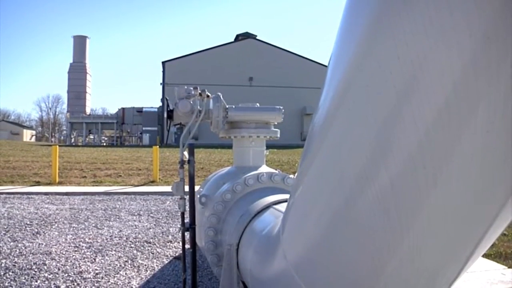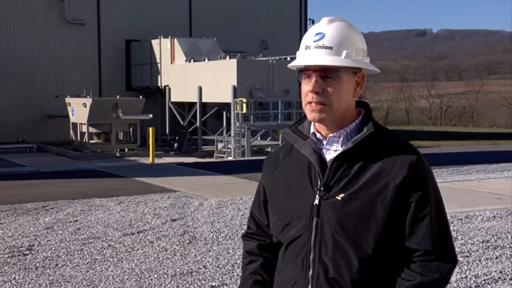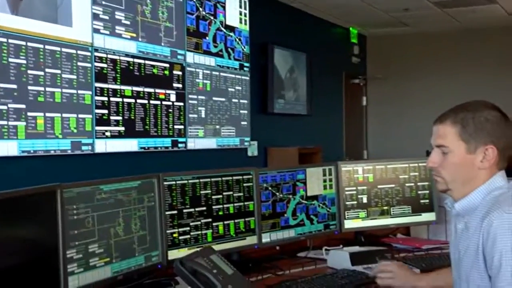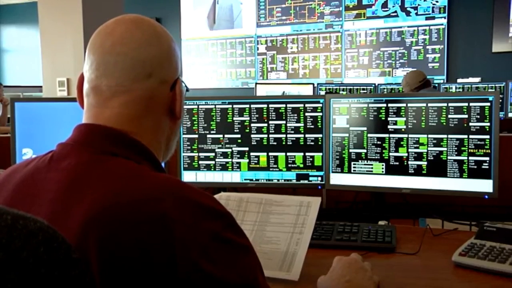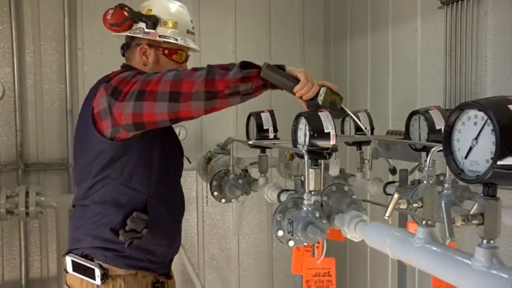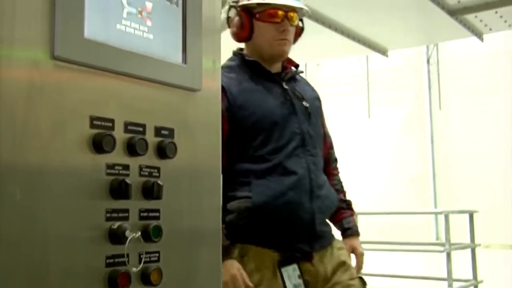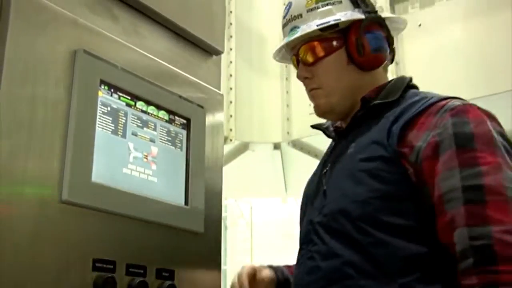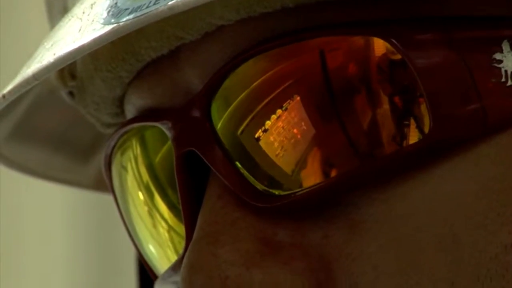Here at Dominion, safety is our primary core value. Everything we do is focused on safety. The facilities are monitored on a 24/7 basis by our gas control operations in West Virginia. We have people on site every day monitoring the facilities, checking to make sure everything is working within the right parameters. We do a lot of inspections to ensure that all the controls are in place and functioning properly.